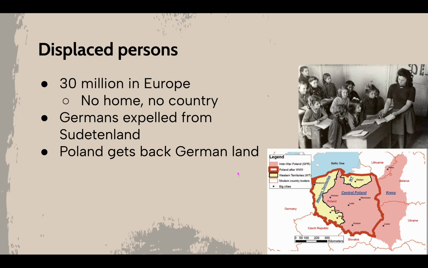Displaced people: 30 million people in Europe are now displaced, meaning they don't have a home to go back to. They don't really have a country to go back to. Germans are expelled from the Sudetenland. If you remember, we talked about that in the very first slideshow. And Poland gets back its German land that Germany stole.